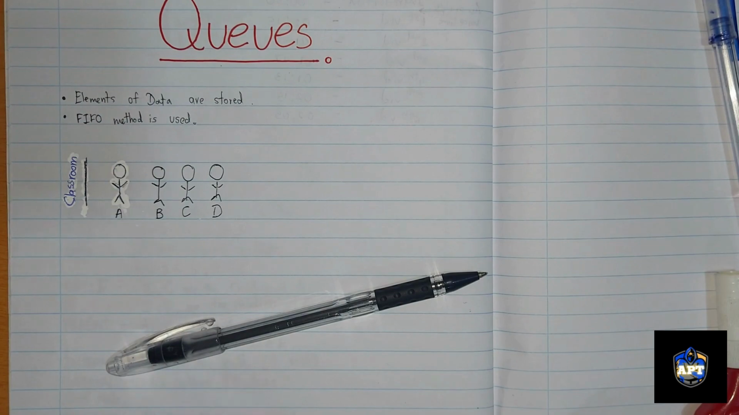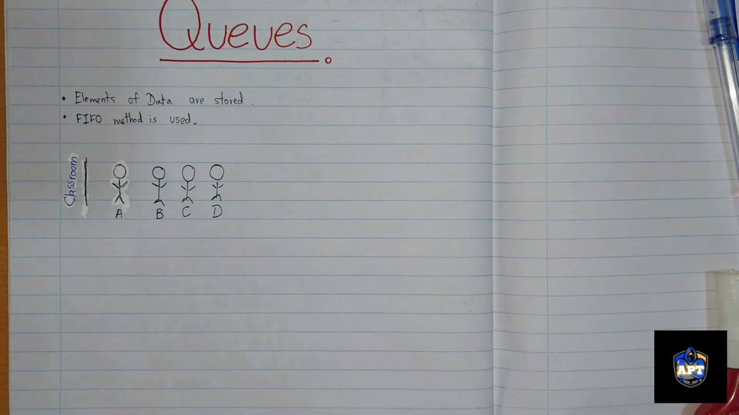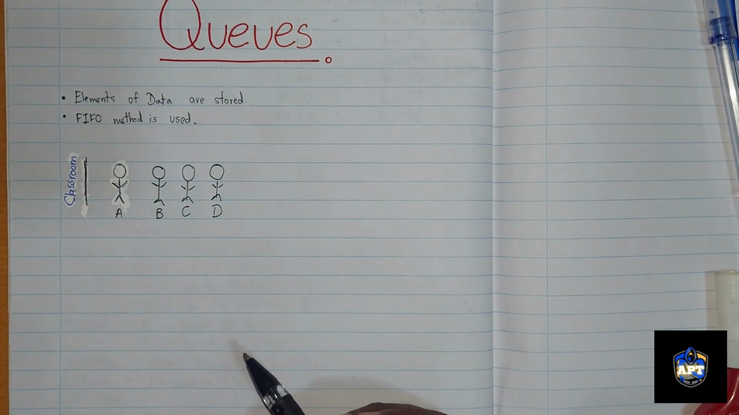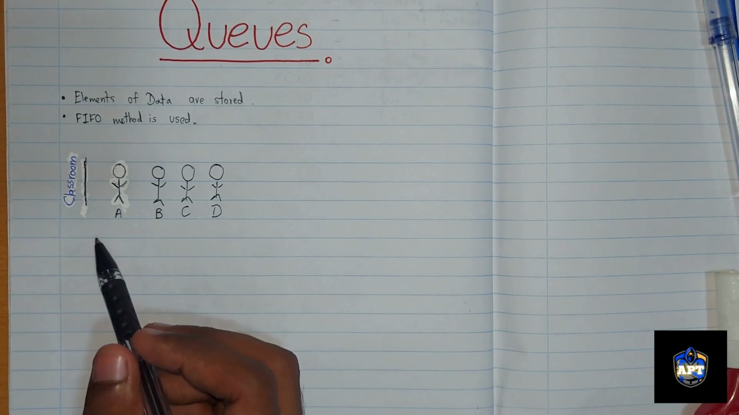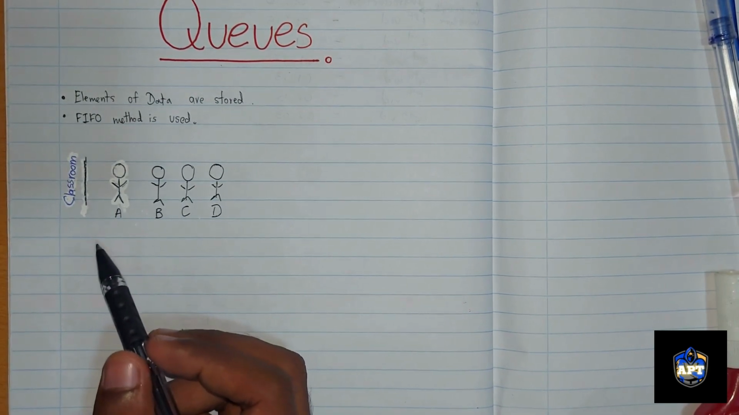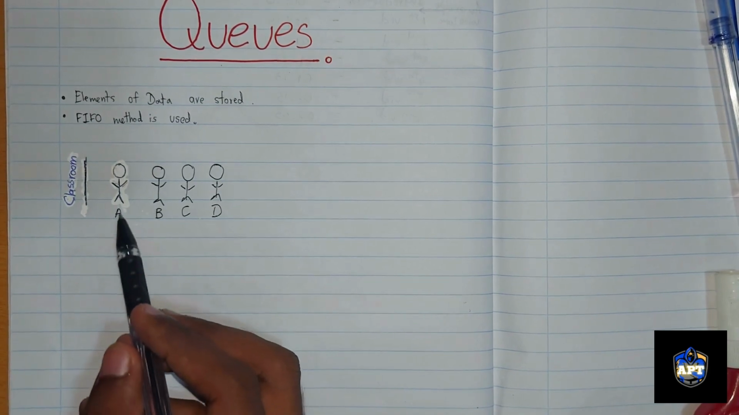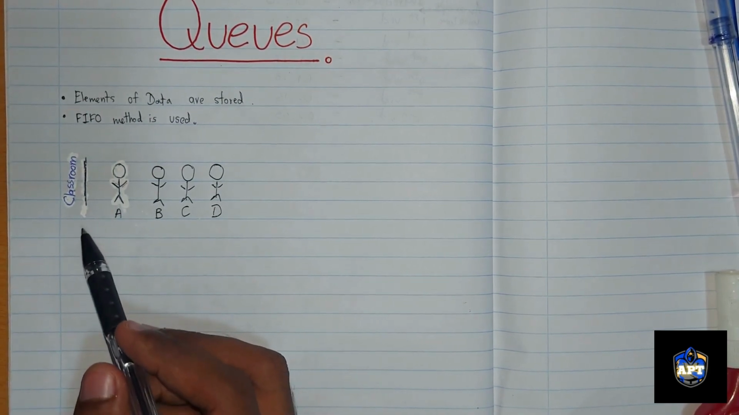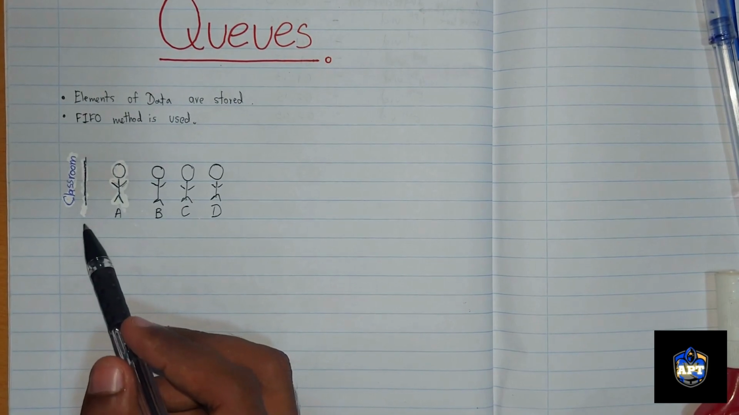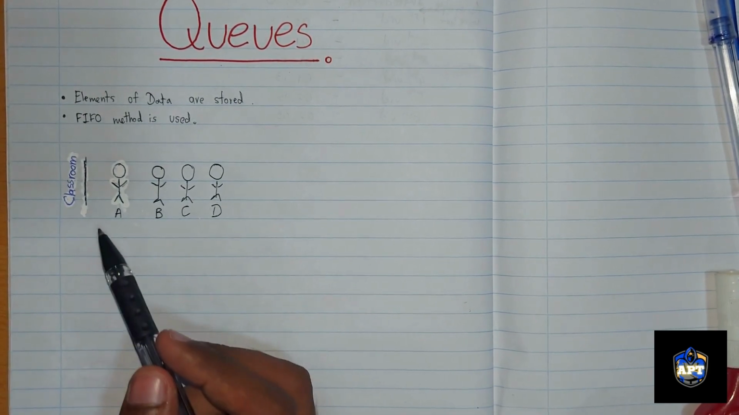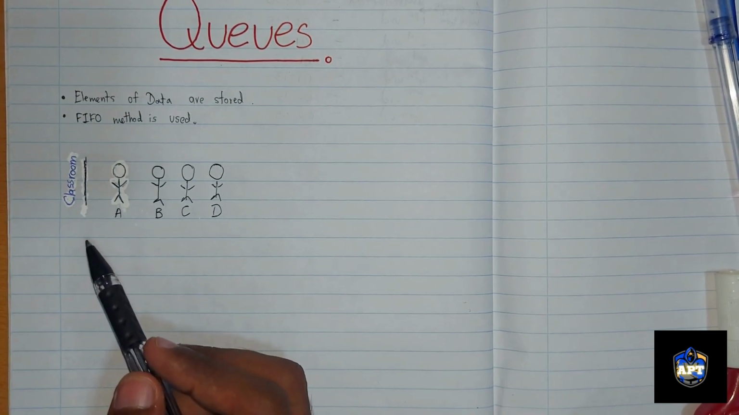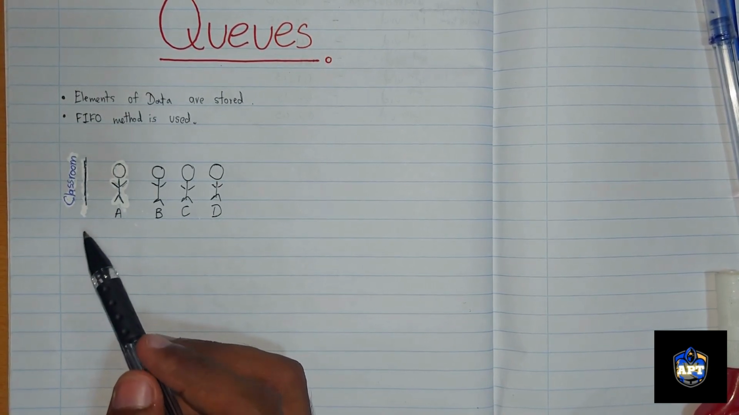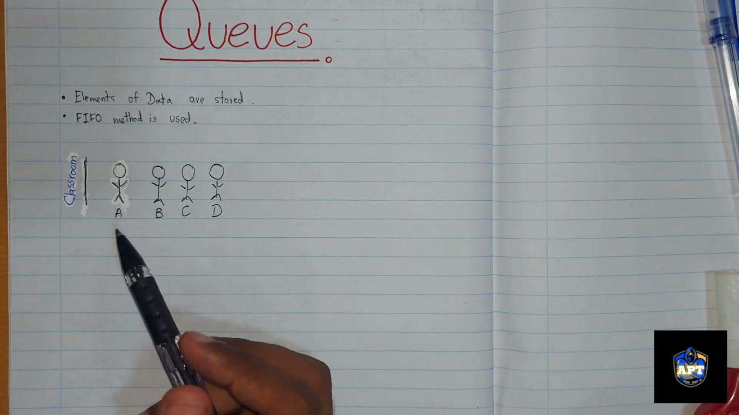And now, when you are permitted to enter the classroom, the first student who can enter the classroom is student A. So the first person who can enter the classroom and exit the queue is student A. Student A was the first person to enter the queue and is also the first person to exit the queue. In other words, the first person in is the first person to exit.